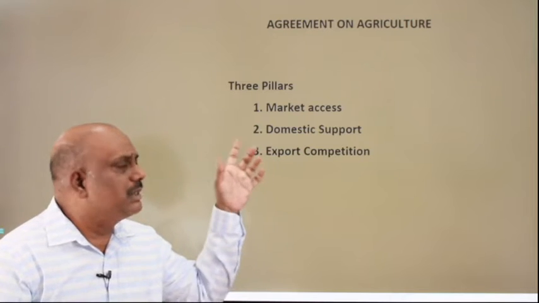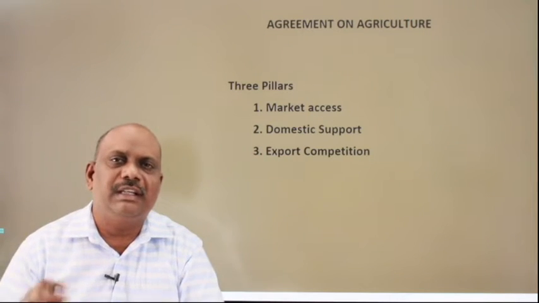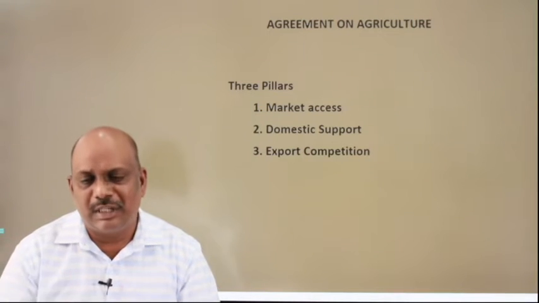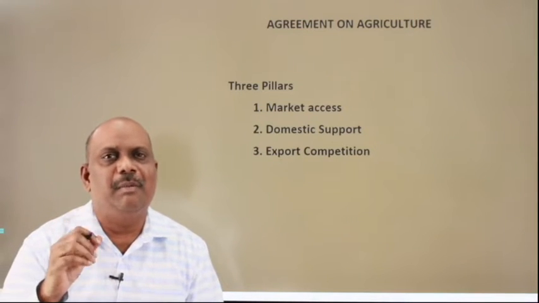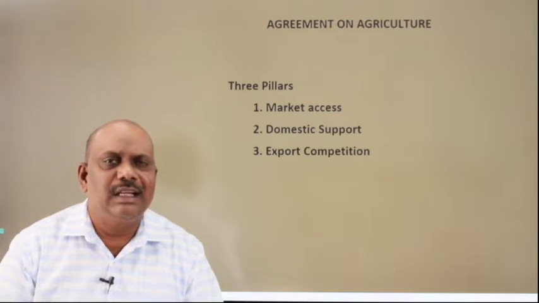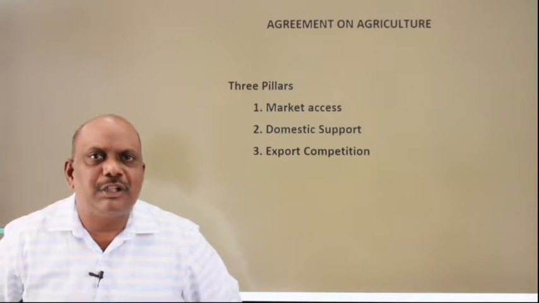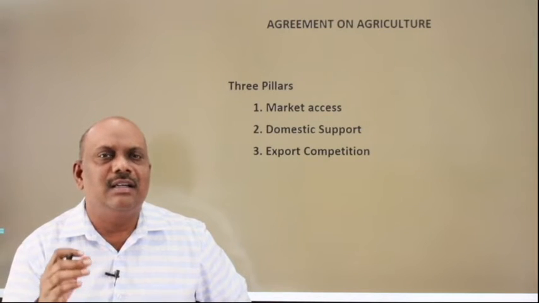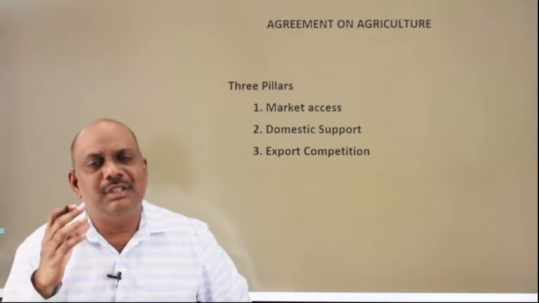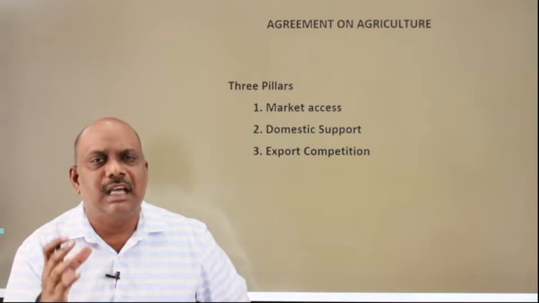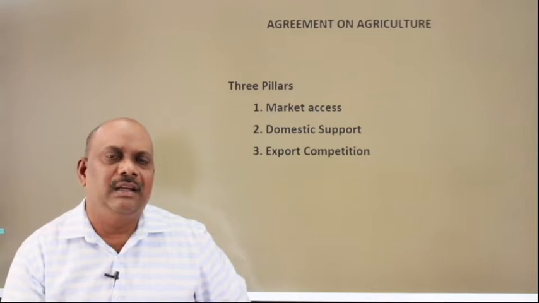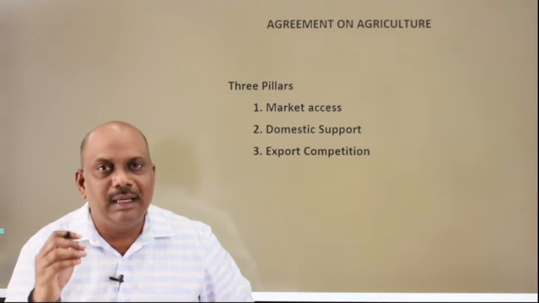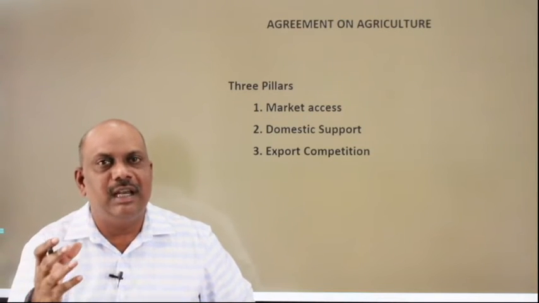Domestic support is a very big issue which actually affects agriculture. As I told you, domestic support largely comes in the form of subsidies. There are a number of ways by which a country provides a subsidy to the farmers, or how agriculture is being subsidized. And subsidized agriculture is capable of distorting international trade in agriculture.